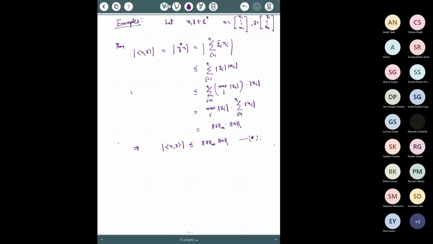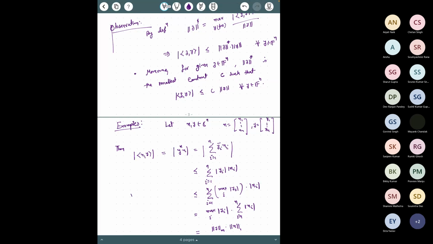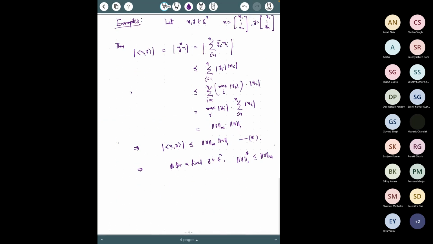From here you can say that the dual of one norm is actually less than equal to sup norm. So what you can say from here? For a fixed y in this, the dual norm of y is less than equal to the infinity norm of y. Because we know from here that this dual norm is the smallest constant that satisfies such an inequality, and from there you can say that this is less than equal to this.